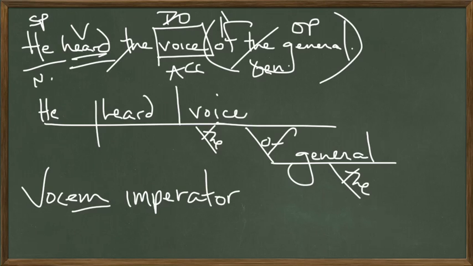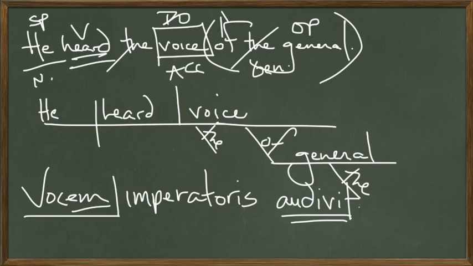Imperator. To make it genitive, we add is, and that's actually what we need in this sentence, because we have vocem imperatoris, the voice of the general, now. All we need at this point is he heard. This is in the perfect tense or the past tense, so it will end with a V before the ending, and we have vocem imperatoris audivit. He heard.